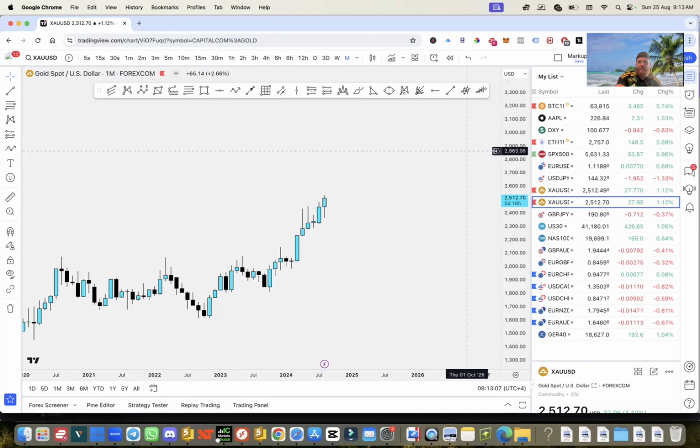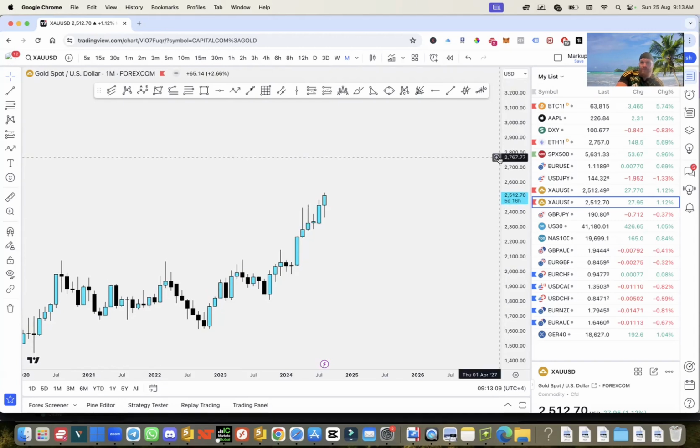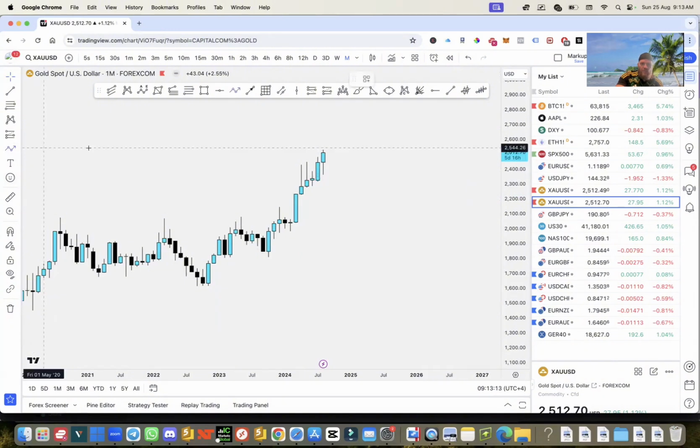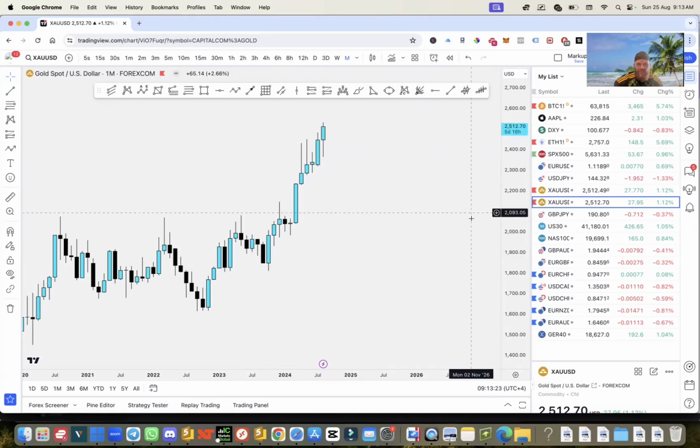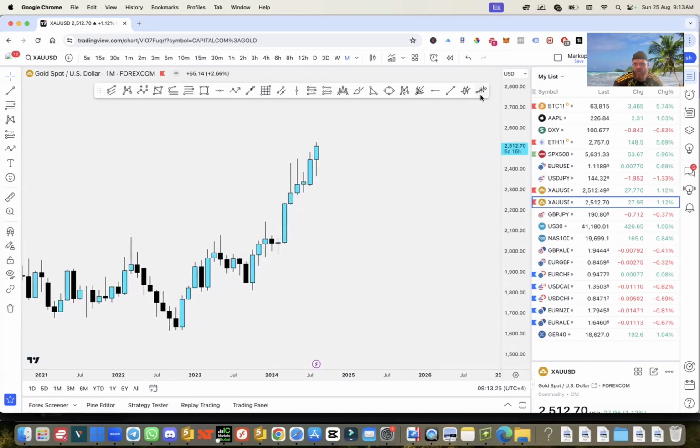Okay, now what's the first thing that we can see on gold on the monthly time frame? Monthly bullish impulse leg. So what do we know? Gold is bullish on the monthly time frame. Okay, what is the first thing that we want to do? Mark off the previous monthly candlestick high and the previous monthly candlestick low.